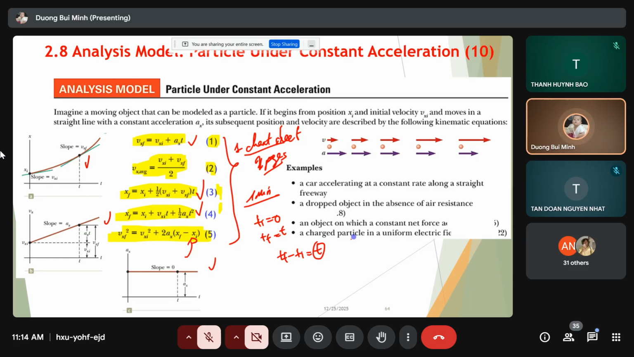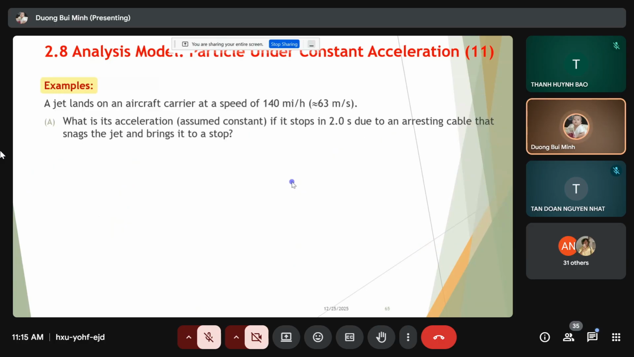But if the question requires us to calculate xf or xi, you can consider 3 and 4. If the question requires determining vf and vi, we normally consider this one, or this one. Anyway, it depends on the question. We can select the suitable equation to get the answer. Any questions so far?